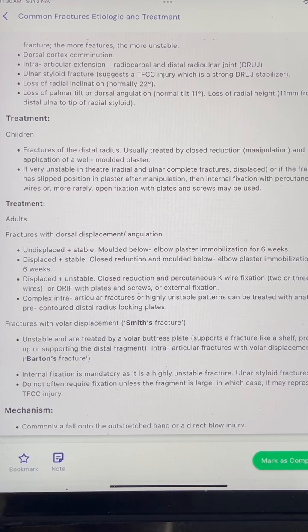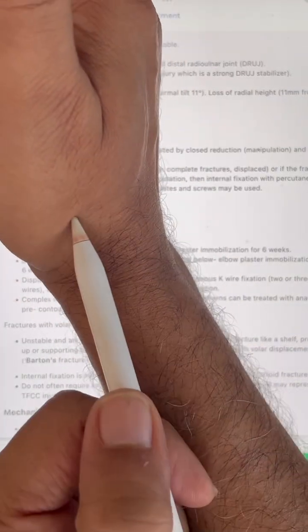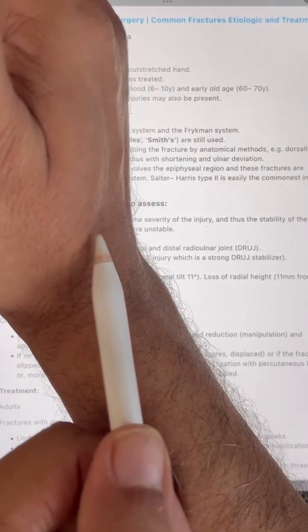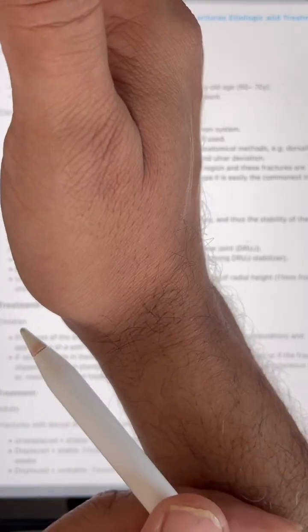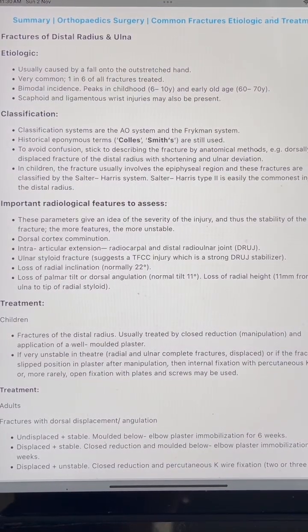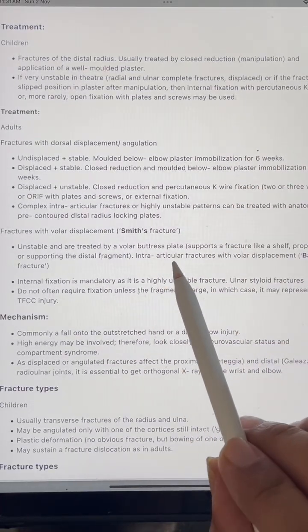Fractures with a volar displacement: Smith's fracture. So Colles is dorsal displacement. This is the radius. Suppose there is a fracture at this end. This is dorsal displacement and this is volar displacement. Volar is the palmar side, this side. Volar displacement fracture of the radius, you call it Smith's fracture. These are treated by volar buttress plate.